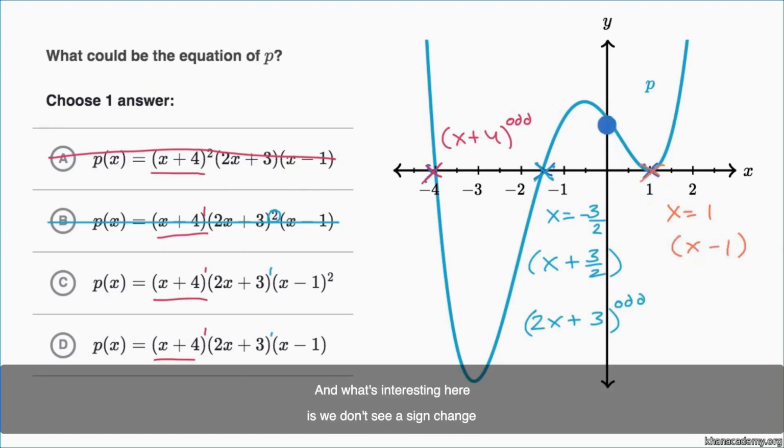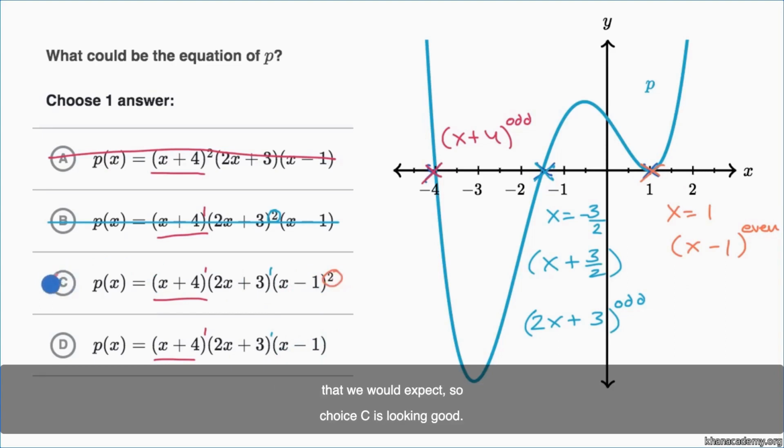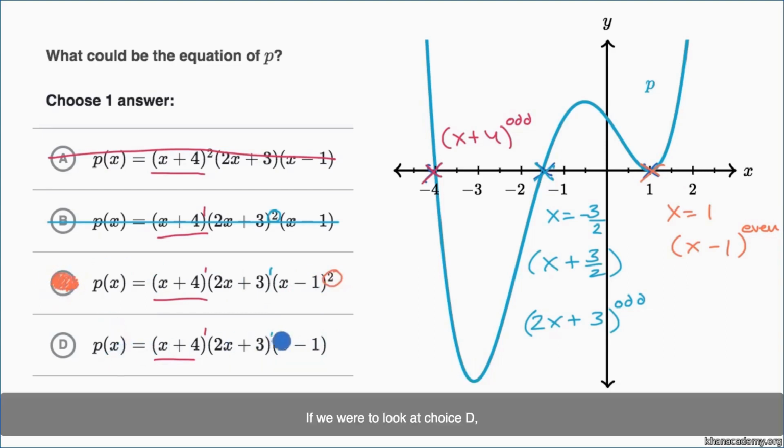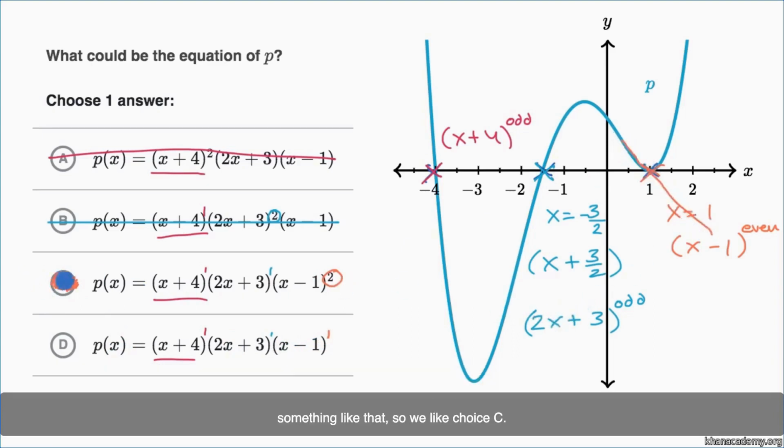And what's interesting here is we don't see a sign change around x equals 1. So we would expect an even exponent. And so out of the remaining choices, we see an x minus 1 in both of them, but only choice C has the even exponent that we would expect. So choice C is looking good. If we were to go with choice D, where this is to the first power, we would expect a sign change around x equals 1. So this would be a situation where the curve would keep going down, something like that. So we like choice C.